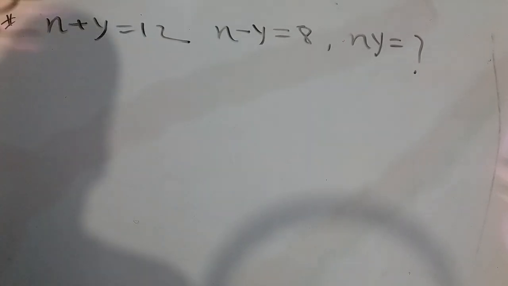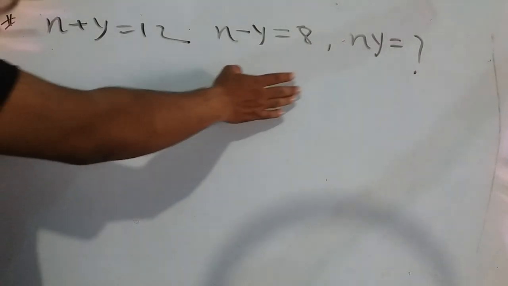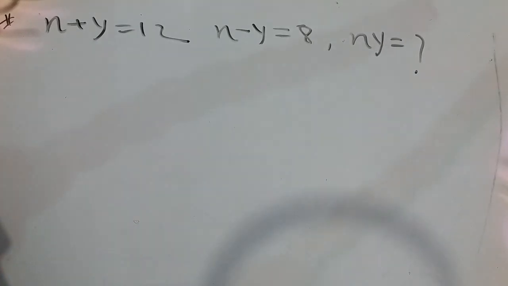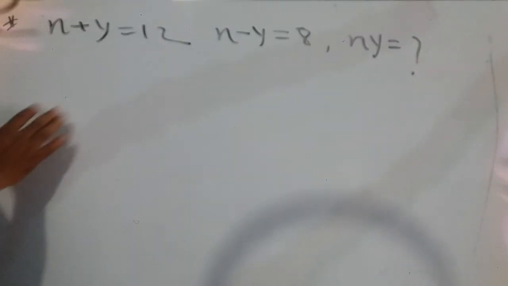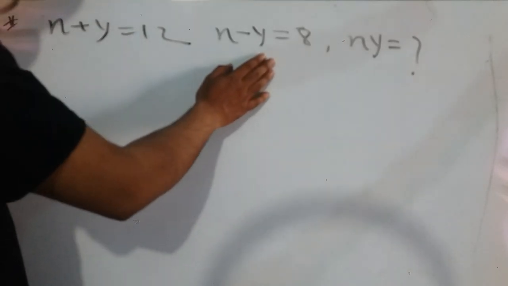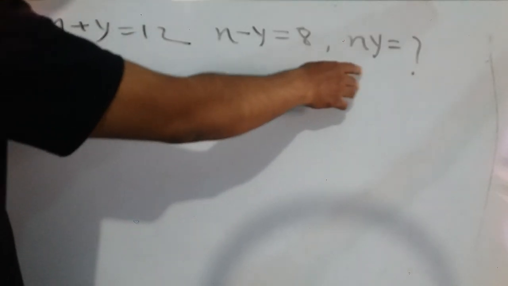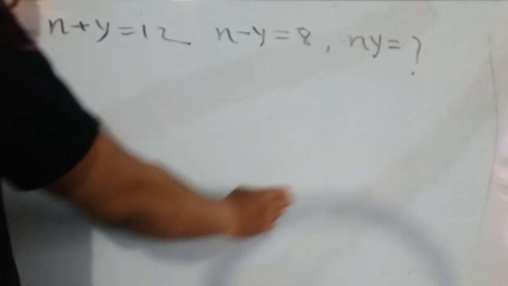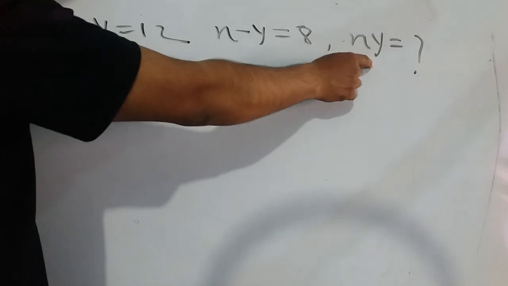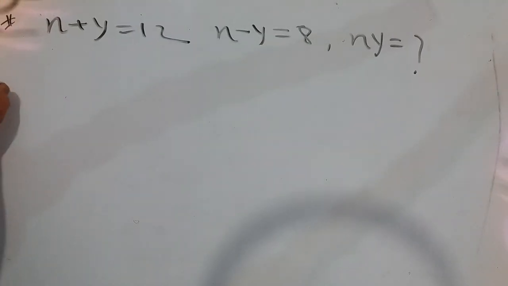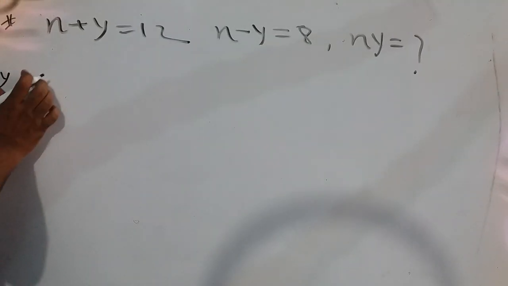Okay, we are back again. So we are looking at the board and this figure of this math. The math problem says x plus y equals 12 and x minus y equals 8, and we need to find xy equals question mark. So we have to find out the value of xy. Let's solve it now.